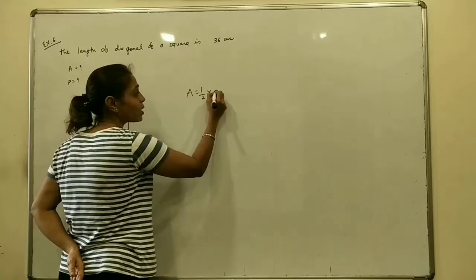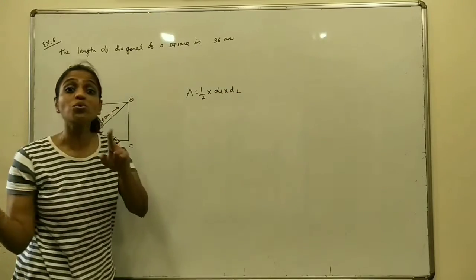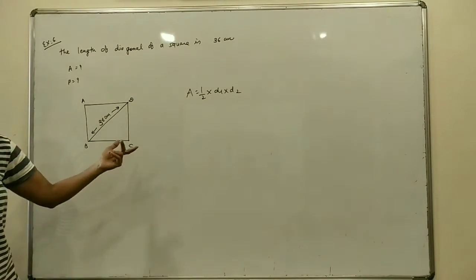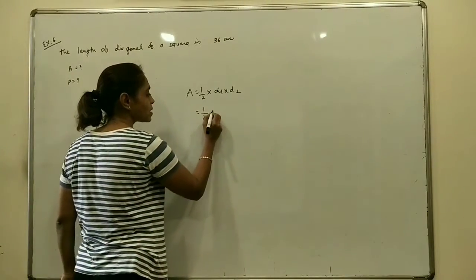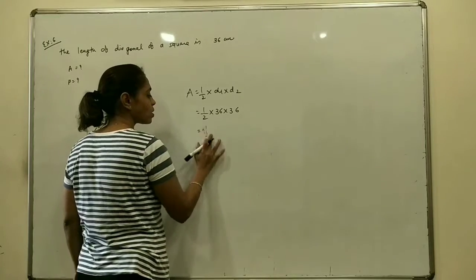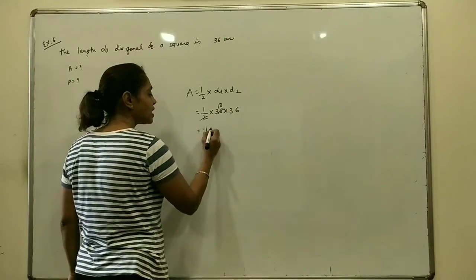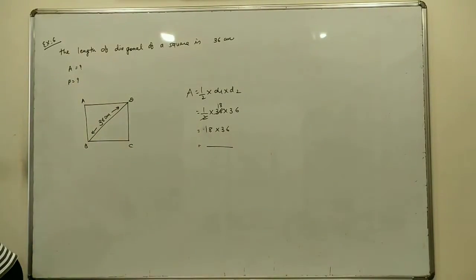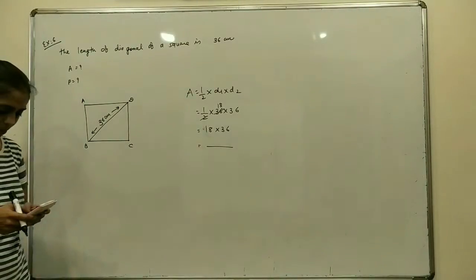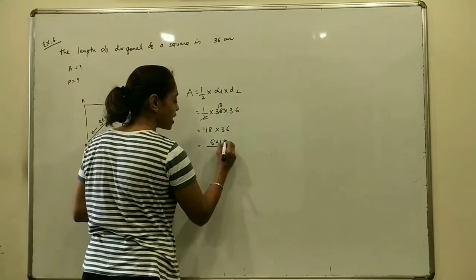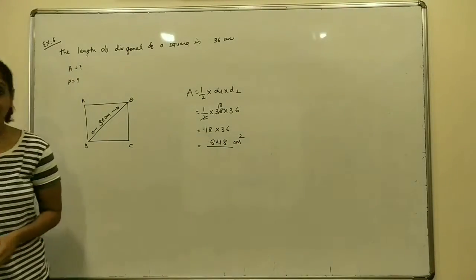Area is 1/2 of diagonal 1 into diagonal 2. That is also the formula of area of square. In the square, both the diagonals are the same, 36 and 36. So 1/2 of 36 into 36, that is 18 into 36. 648 centimeter square is the area.